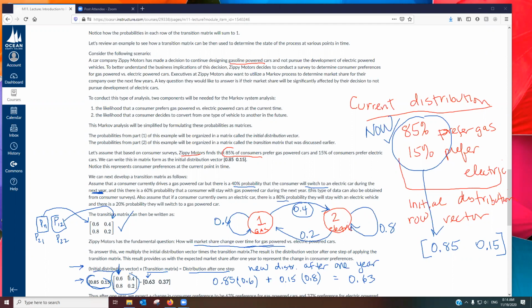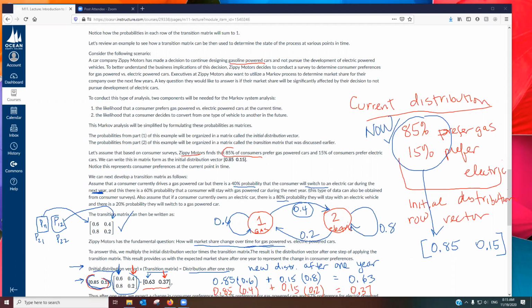Then I also want to take this same row and multiply it by the second column. So that's going to be 0.85 times 0.4 plus 0.15 times 0.2. If I work that out on my calculator, I'm getting 0.37. That's the number to put in this new distribution. All right, so now we've got this answer.